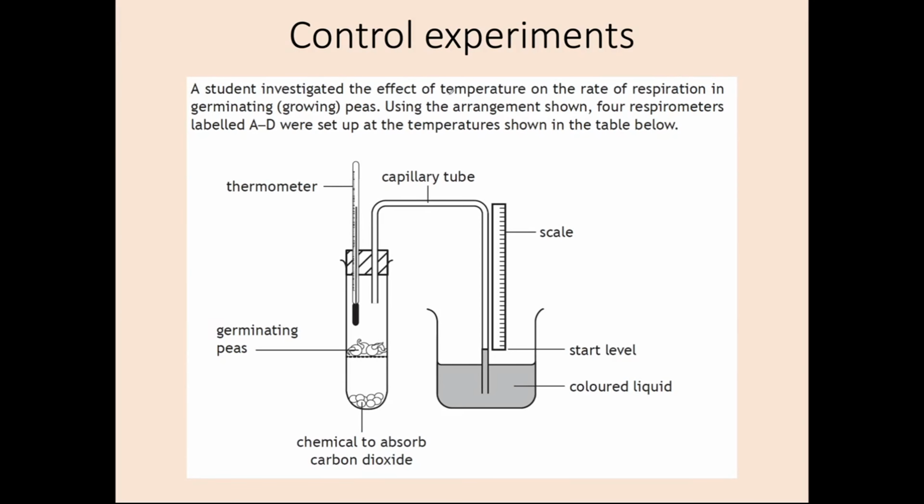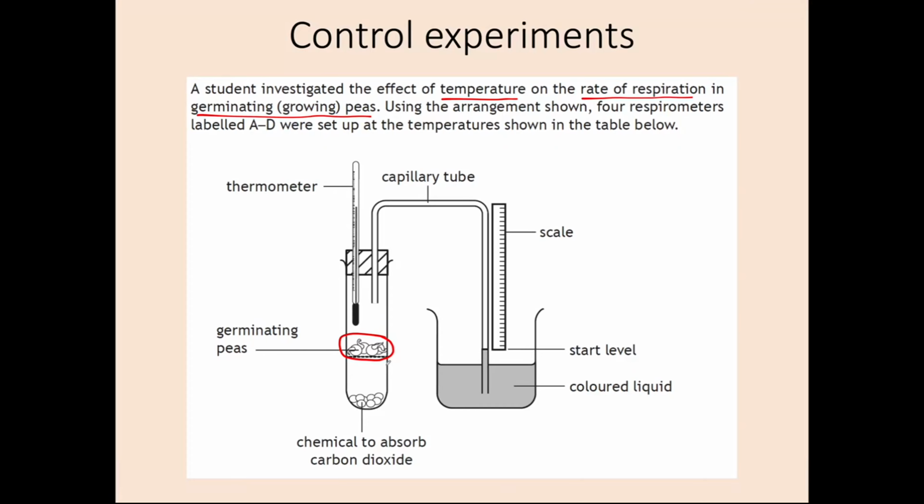Next one, a student is investigating the effect of temperature on the rate of respiration in germinating peas. So this is the thing we're changing, the temperature. The rate of respiration is the thing we're measuring, and the germinating, growing peas are the organism in which we are carrying out the experiment. You can see the setup here. Now, again, if we want to set up a control for this, we would want to remove the thing that we're investigating, which is the rate of respiration in germinating peas. So we can remove the peas from the experiment, and that would be a control experiment.